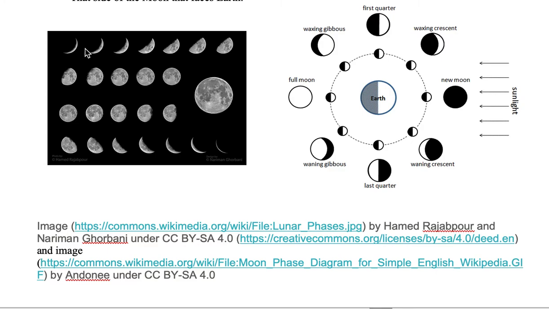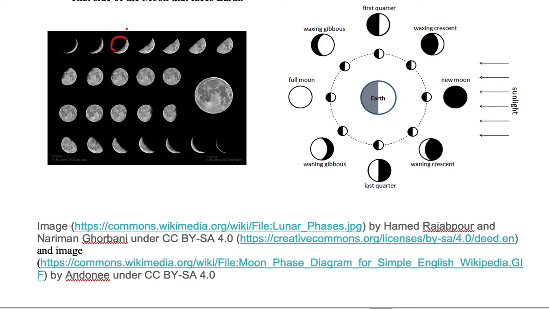Most of the time, we see a combination of light and dark. For example, in this waxing crescent phase, we see a light portion on the right-hand side, and we see most of the moon that's dark on the left-hand side. So of all the near side, that's the side that faces the Earth, a small portion is lit up, and the rest of it is in the dark.